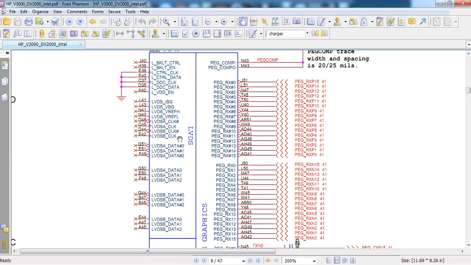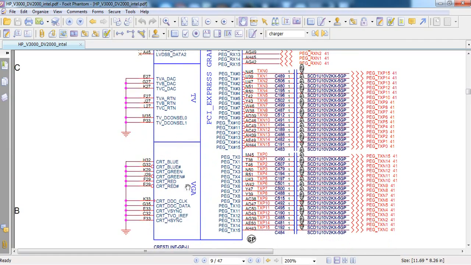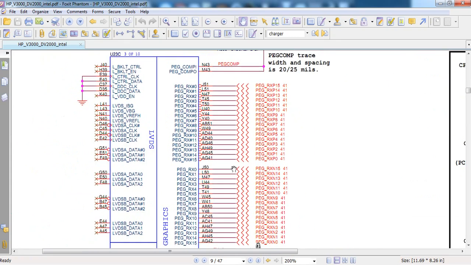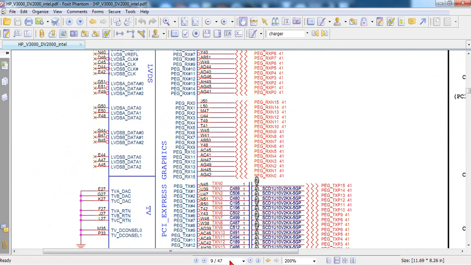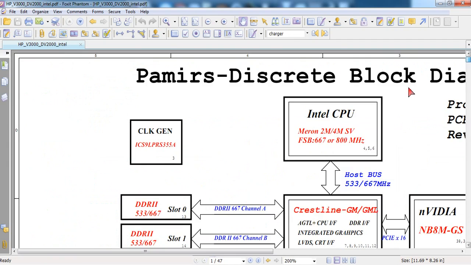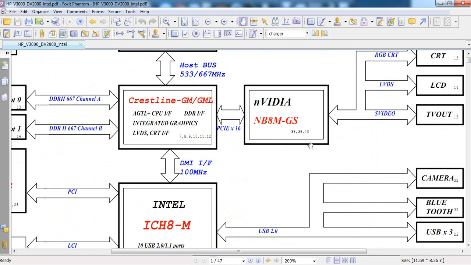LVDS is also dummy here because the video outputs, LVDS video output, TV out and CRT, VGA, everything is taken out from the GMCH. If you see the GMCH section, it's easier to understand. The GMCH is on pages 38, 39, 40.